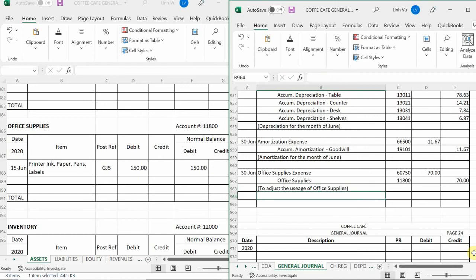Okay. If it's specific, because I believe right here we said that we have printer ink, we got paper, pens, and we got some labels. Well, like I said, it's a rough estimate. Sometimes what you could do too is, if you know that you're going to get rid of it off your books immediately, you don't actually need to journalize it as an asset. You can just journalize it immediately as an expense.